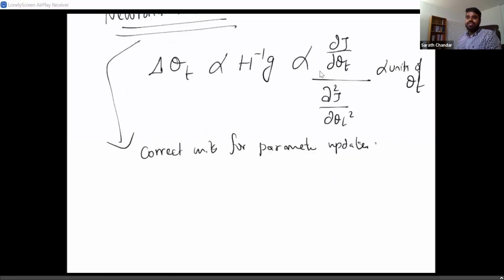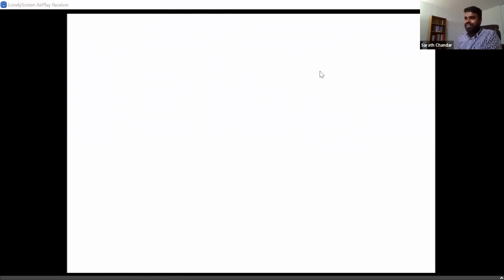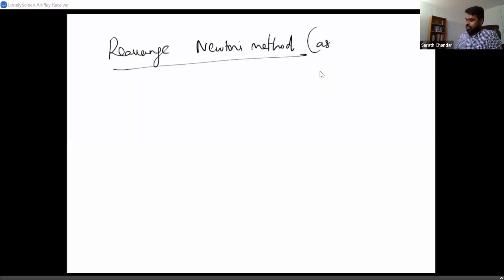Now this is the observation behind AdaDelta. What AdaDelta is trying to do is to correct the units in RMSProp. I will just finish AdaDelta and then we will stop. I don't want to stop in the middle. So how are we going to do this? We are just going to take Newton's method and rearrange things, assuming a diagonal Hessian.